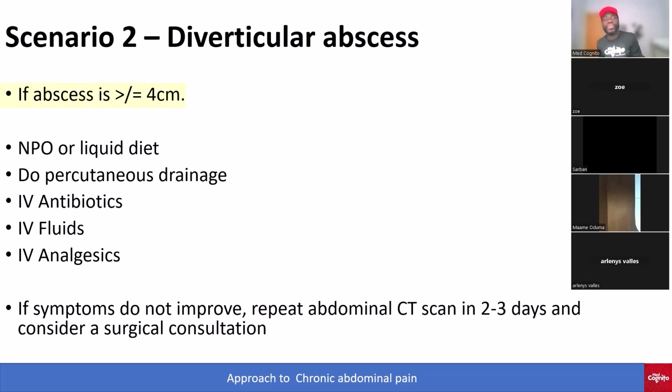Tender mass. Beautiful. So if the abscess is more than or equal to 4 centimeters, and you can also do an ultrasound and even a CT, then you want to keep the patient on nothing by mouth or liquid diet. And then you may want to do an ultrasound guided drainage of the abscess. Then you give your IV antibiotics, IV fluids, IV analgesics. And if the symptoms do not improve, then you want to do a repeat CT in 2 to 3 days. And you also want to look at whether this patient may have other complications, and you want to consult the surgeon as well, right?